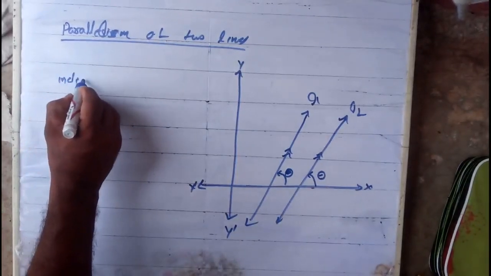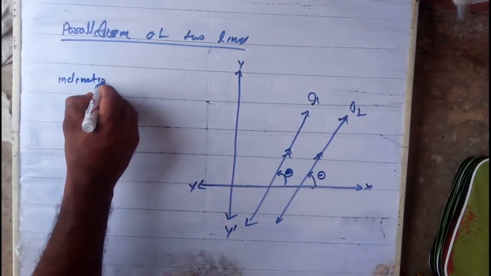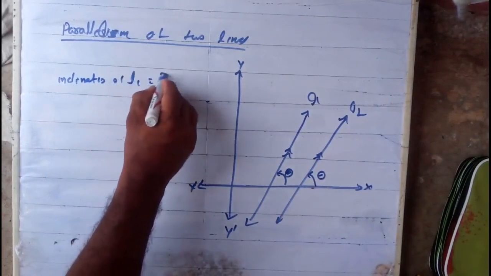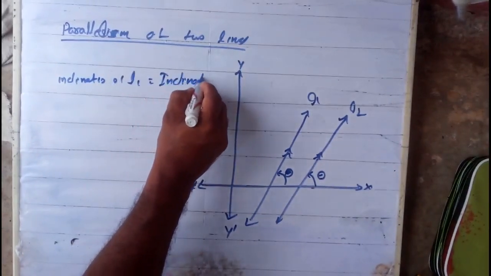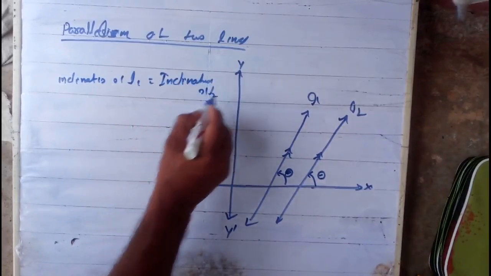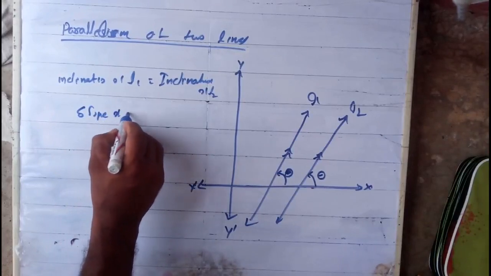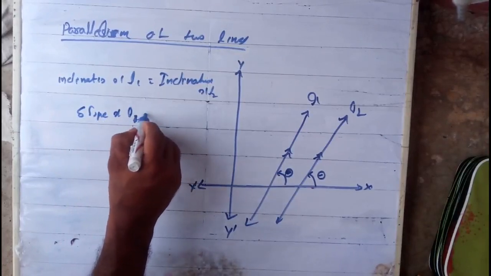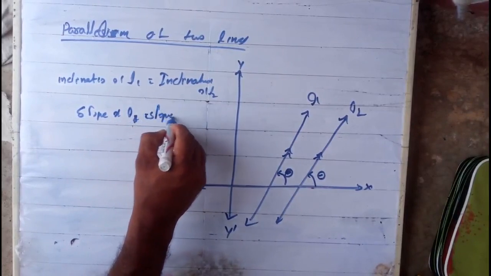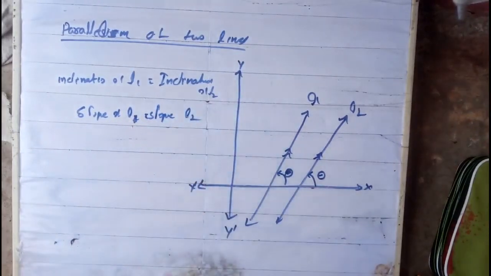Inclination of L1 is equal to inclination of L2. That means the slope of L1 is equal to the slope of L2, because if the two lines are parallel, their inclination is the same. As their inclination is the same, the slope also is the same, because slope is tangent of the inclination. As inclination is the same, tan theta also will be the same for both.